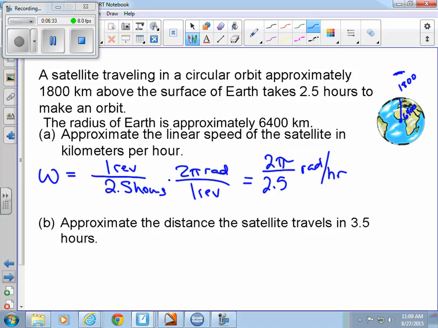So the linear speed is 8,200 times 2 pi divided by 2.5. Wait, so your speed is omega? Angular speed. That's how fast it's moving in angles per hour, so radians per hour. But if I want to know distance-wise, how far did I go, then that's linear speed. Go ahead and multiply that out. Give me a number.